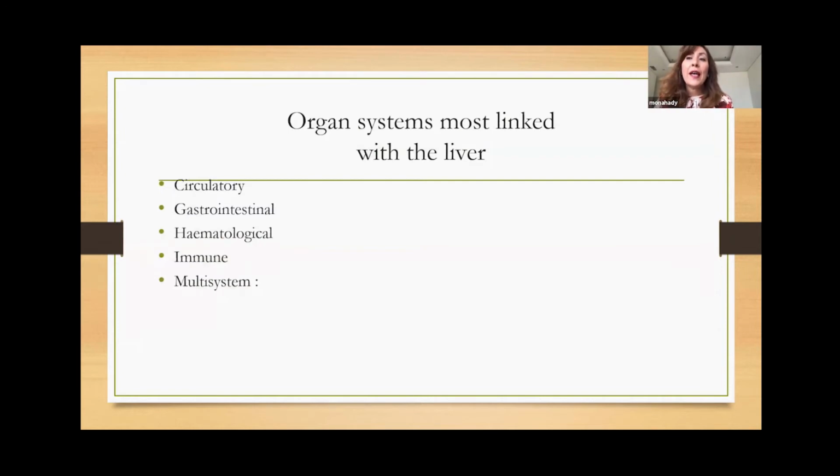The organs that can affect the liver: any disease in circulatory, gastrointestinal, hematological, immune, and multi-system disorders. The multi-system disorders are many, for example, granulomatous diseases, malnutrition and obesity, and I've covered the effect of obesity in my previous talk on NAFLD, sepsis, and hormonal disorders.